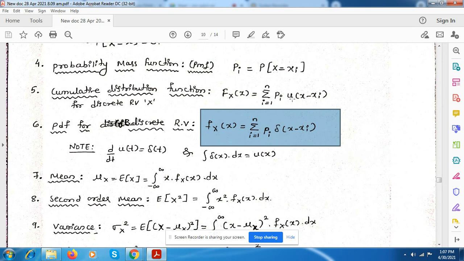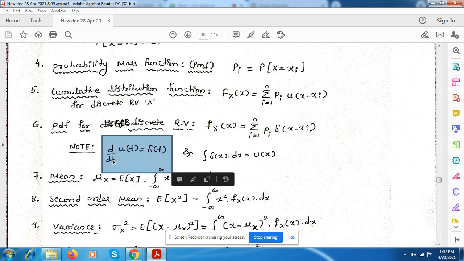As the PDF is the differentiation of this value, we have the differentiation of u(t) is nothing but delta(t). So here in the note point we have given that the differentiation of u(t) is delta(t), that is the impulse function.